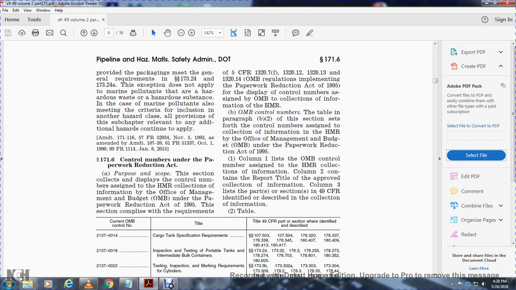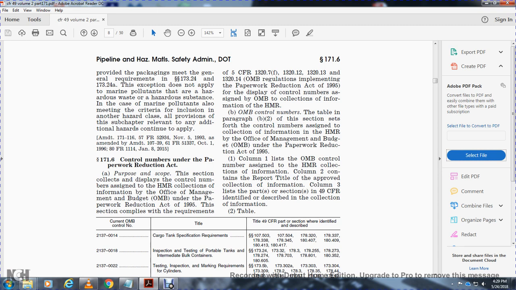This section complies with Title V of the 1327F, 1320, 1313, 1314, Office of Management and Budget. Paperwork Reduction Act of 1995, display of the control number, the designation of the OMB, Office of Management and Budget, collection with the information for the hazardous material regulations.